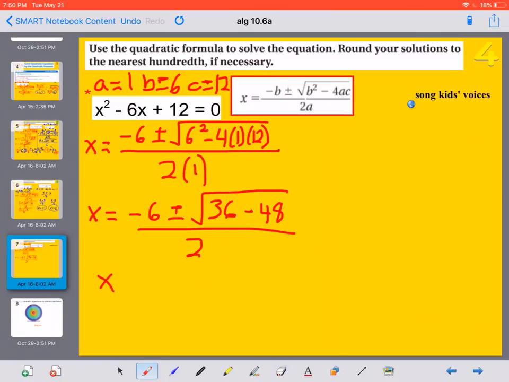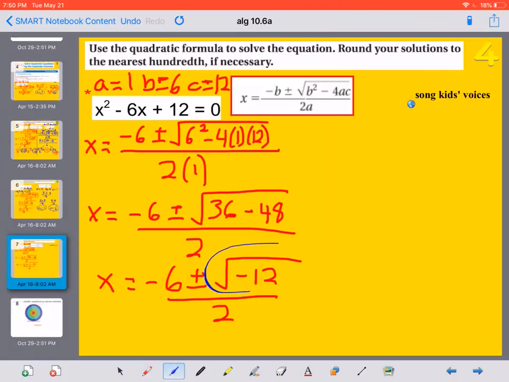So we get x equals a negative 6 plus or minus the square root of a negative 12 divided by 2. Now, if I look here, I see the square root of a negative number. I know that's not possible because I can't take the square root of a negative. So I know that this problem is going to have no solution.